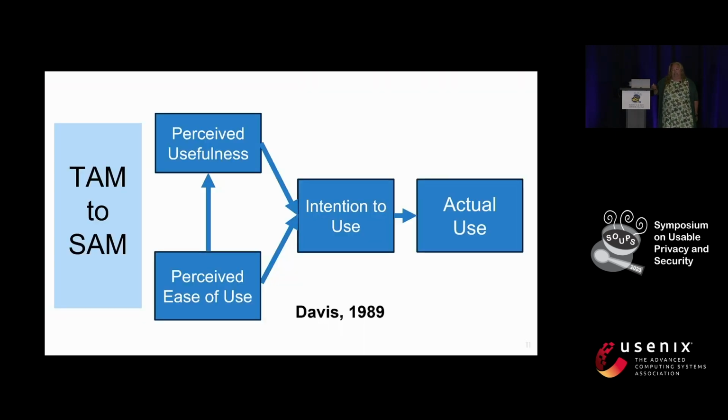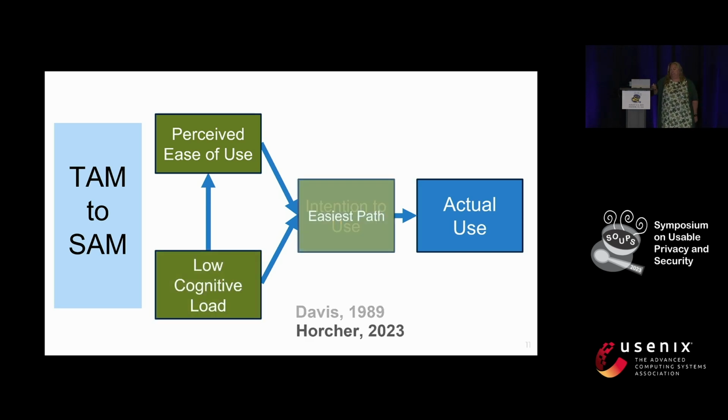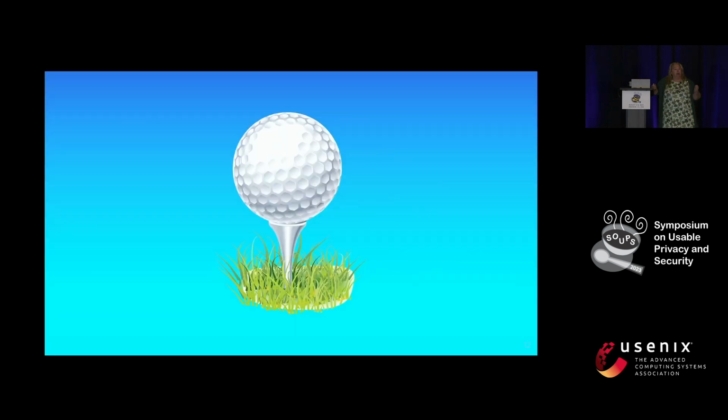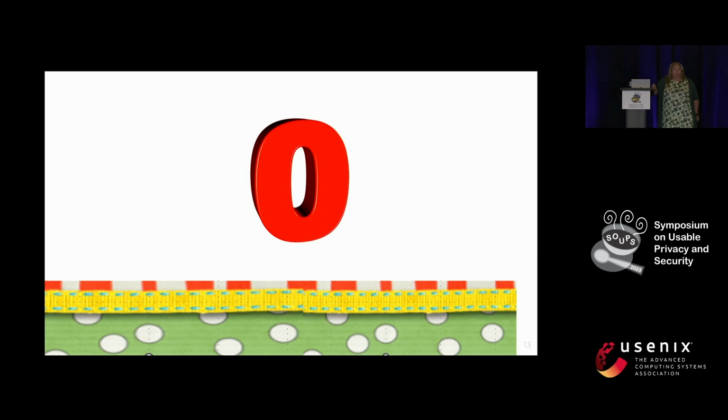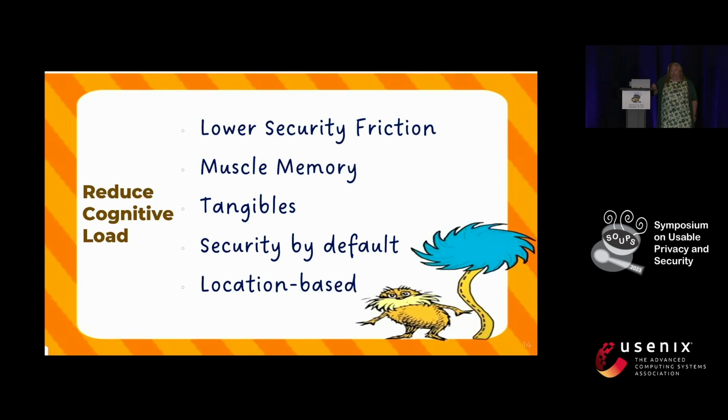So, TAM to SAM. Throw out that perceived usefulness. Who's it useful to? Not the person using, it's to the person who owns it. So you change that to ease of use, which is caused by low cognitive load, which leads to easiest path and actual use. Remember, we are playing golf. Low score wins. So 0 is the number we're looking for. 0, I say. 0. If we don't aim for 0, we're not going to hit it.